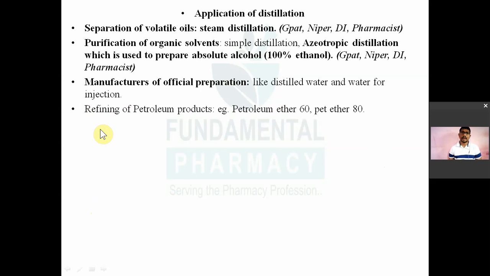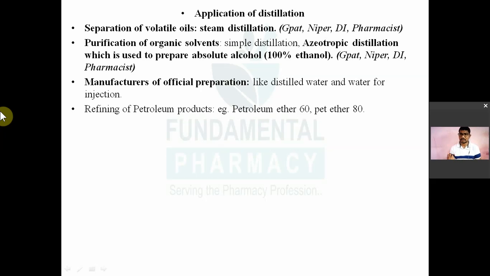Fourth application, refining of petroleum products. Whatever crude oil is there, from crude oil you can get different petroleum products. From crude oil, by distillation and purification, you will first get grease and jet fuel. Further purification, you will get kerosene. Further purification of crude oil, you will get kerosene.